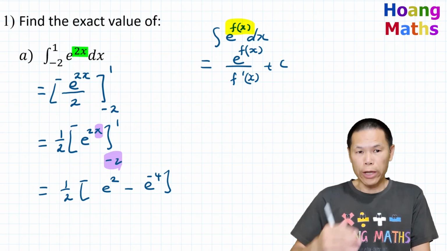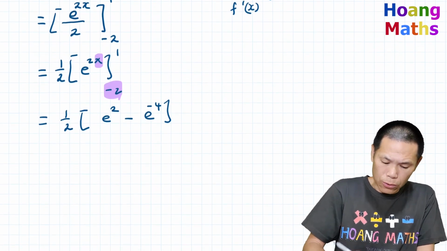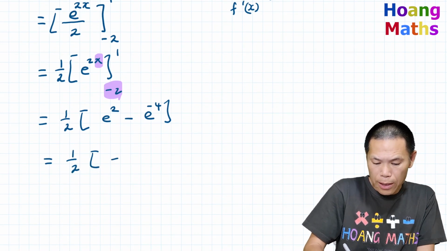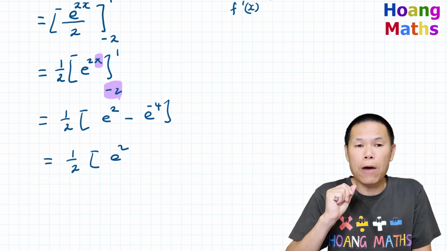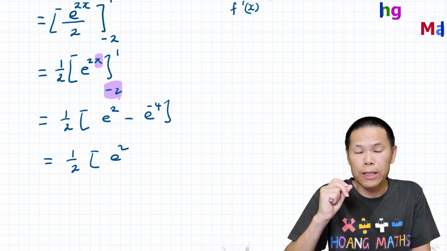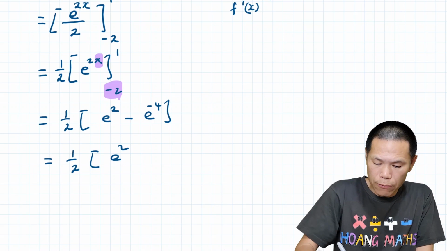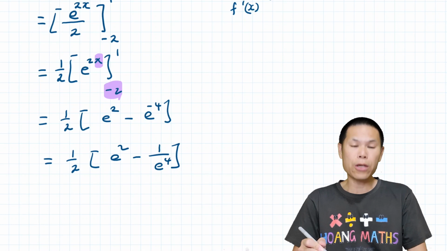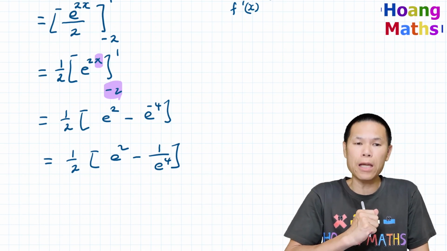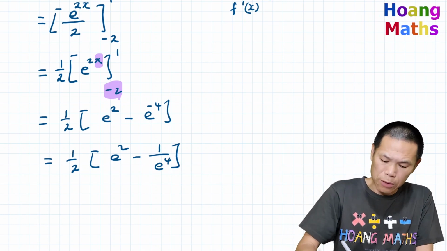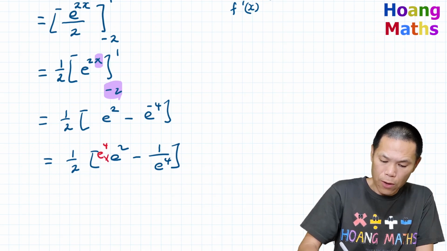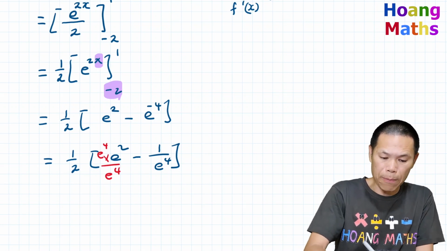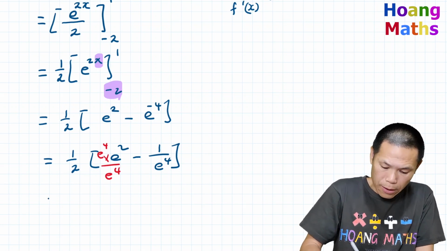So there you go. Now I can simplify this. Let me write this down. That becomes a half, e squared minus e to the power of negative 4. Of course, we can make the negative index positive, so it becomes 1 over e to the power 4. But we can simplify further if we want. We can times this by e to the 4 and divide by e to the 4, so the common denominator is the same now. So now I just write it in one fraction.